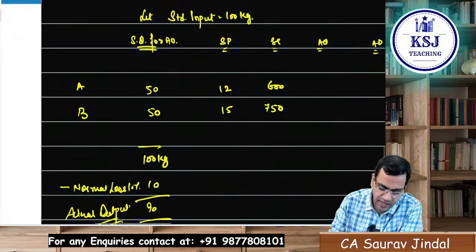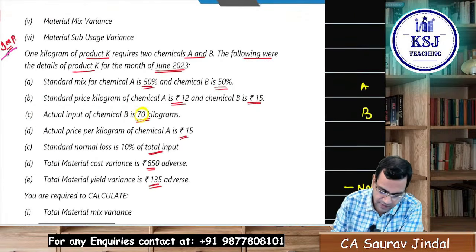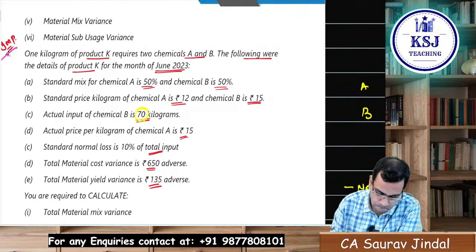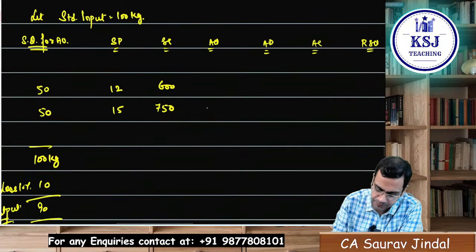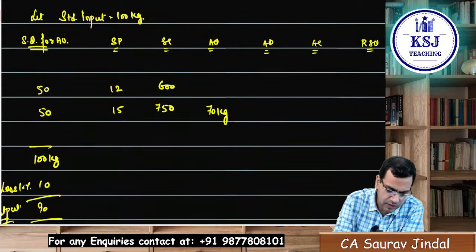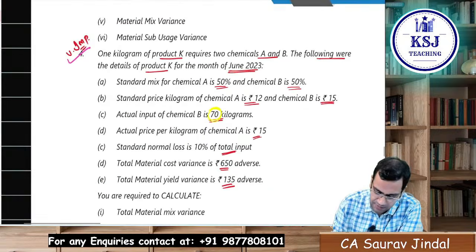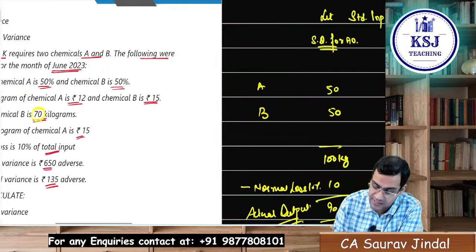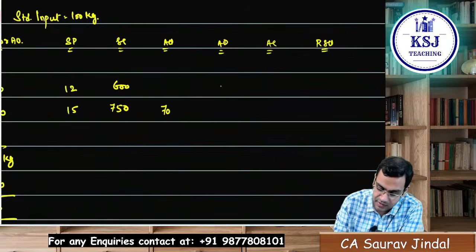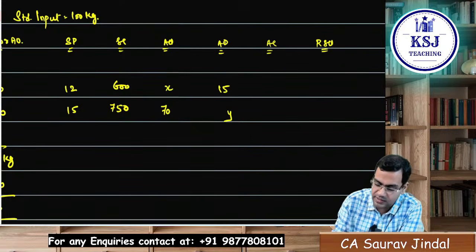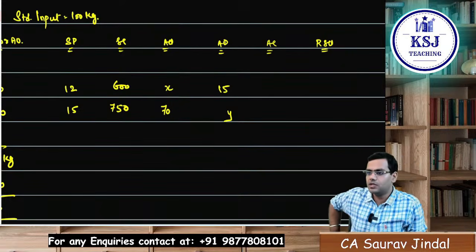Now, what is the actual quantity? Actual quantity is given for chemical B only, that is 70 kg. 70 kg is given here, right? Let's write 70 only. And the actual price of A is given as 15. Rest of the information is not given. So we need to calculate this and this. Only then will we be able to solve the rest of the question.